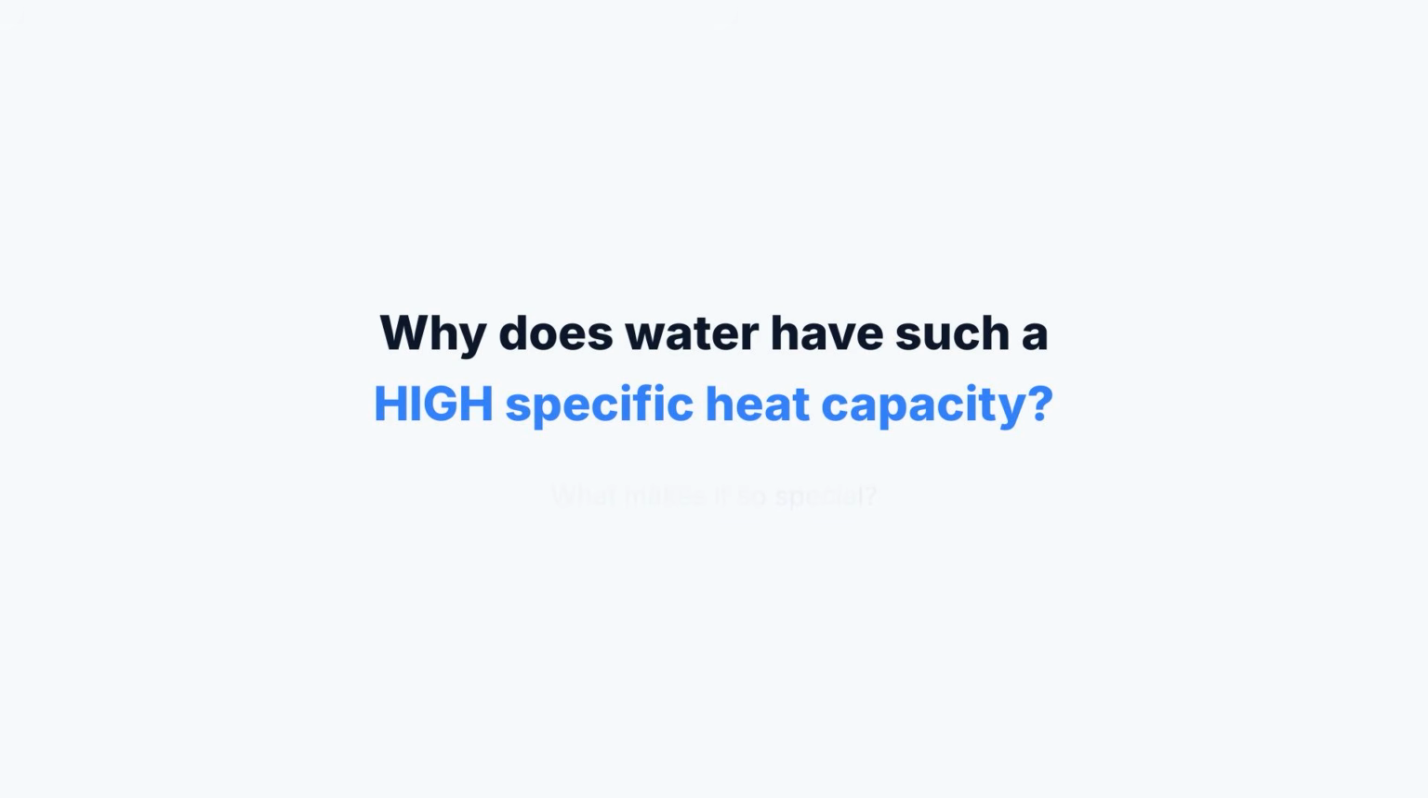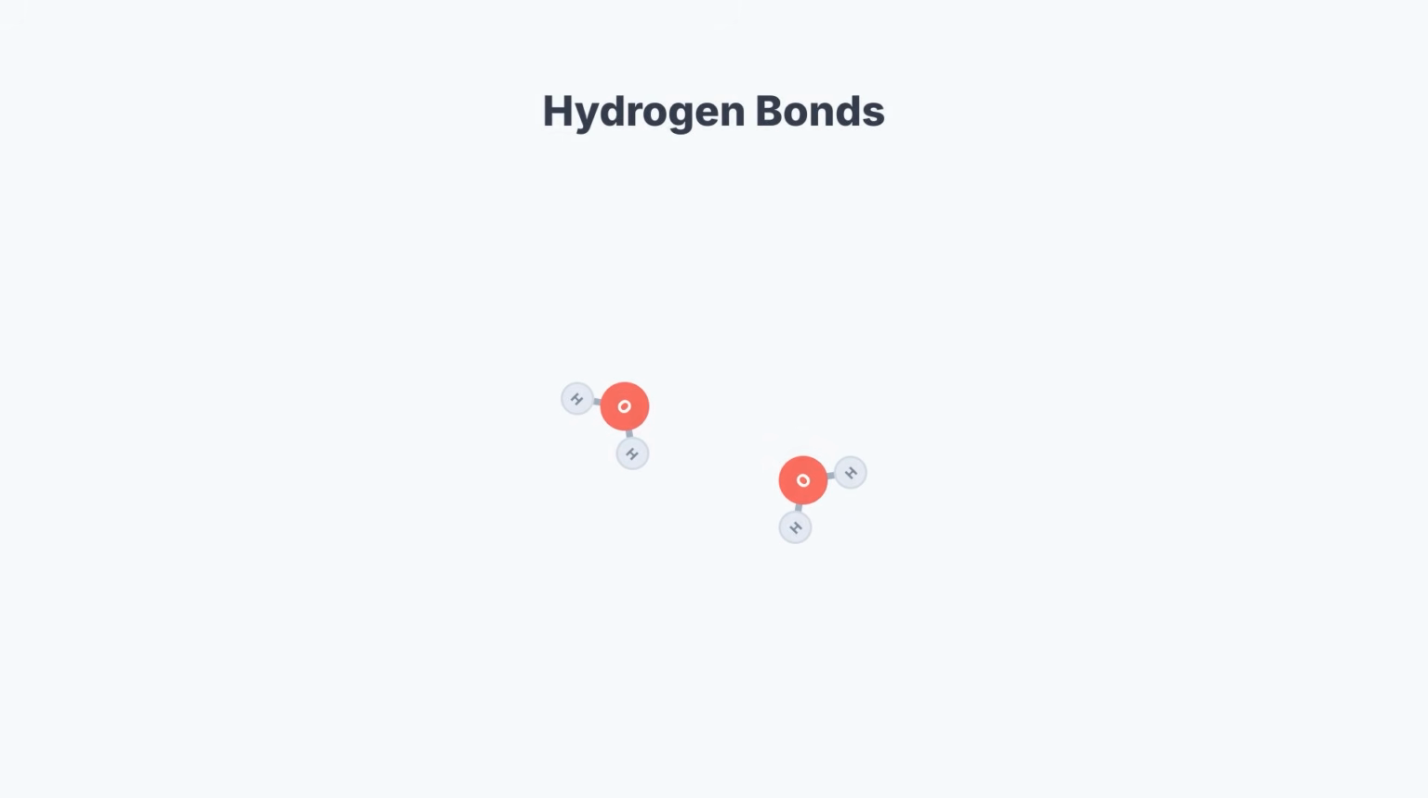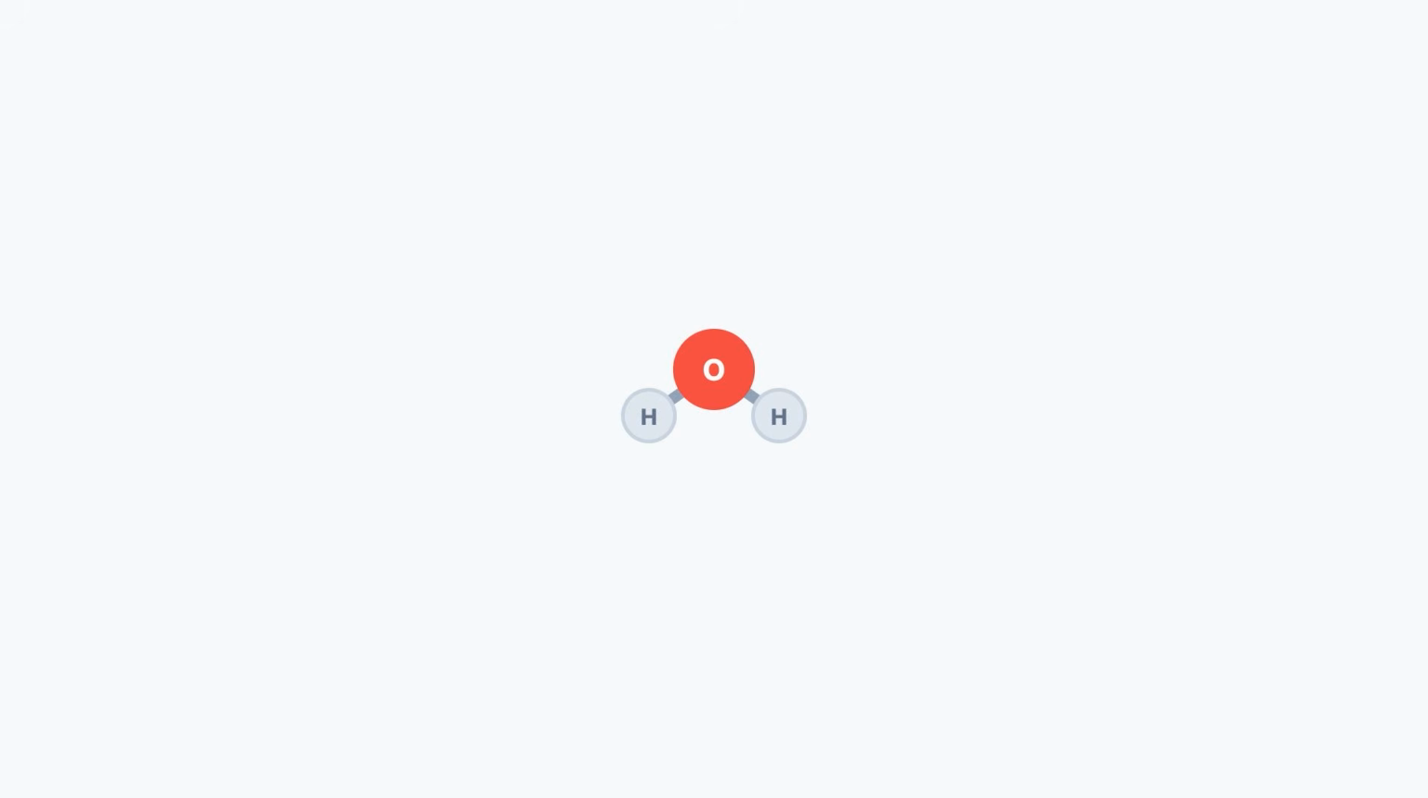But why does water have a higher specific heat capacity than all of these other materials? What makes it so special? It's because of hydrogen bonds. Hydrogen bonds are intermolecular bonds between different molecules of water, not the intramolecular covalent bonds holding the H's and the O's within each molecule of water. We're talking about the forces attracting water molecules to each other. Each water molecule is polar. That means it has a more negative end and a more positive end, kind of like a magnet.